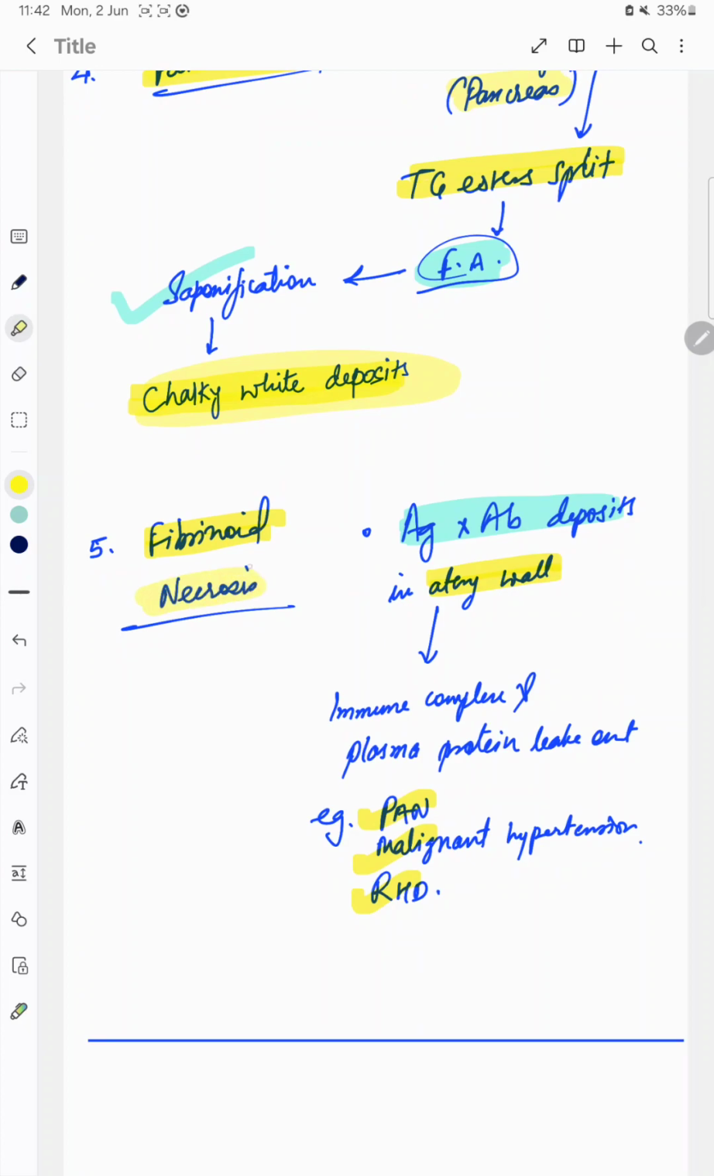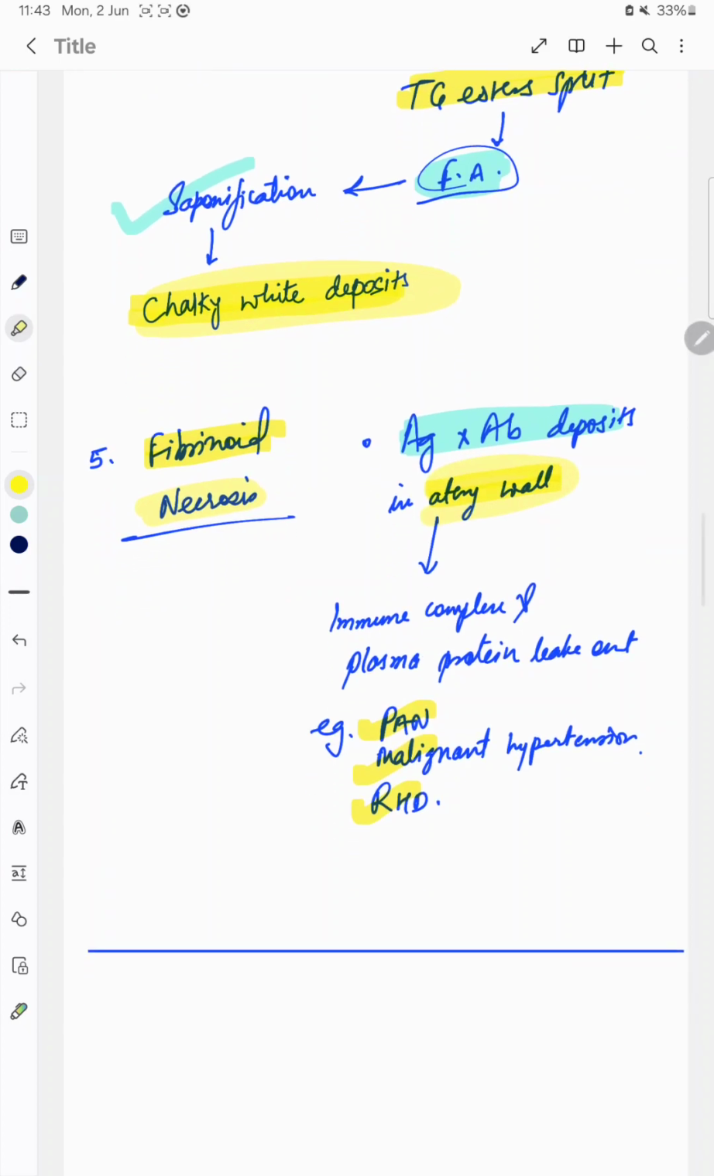Fibrinoid necrosis is another type of necrosis. This results from antigen antibody deposits in the arterial wall. These immune complexes and plasma protein then leak out. This is noted in polyarteritis nodosa, malignant hypertension and rheumatic heart disease.